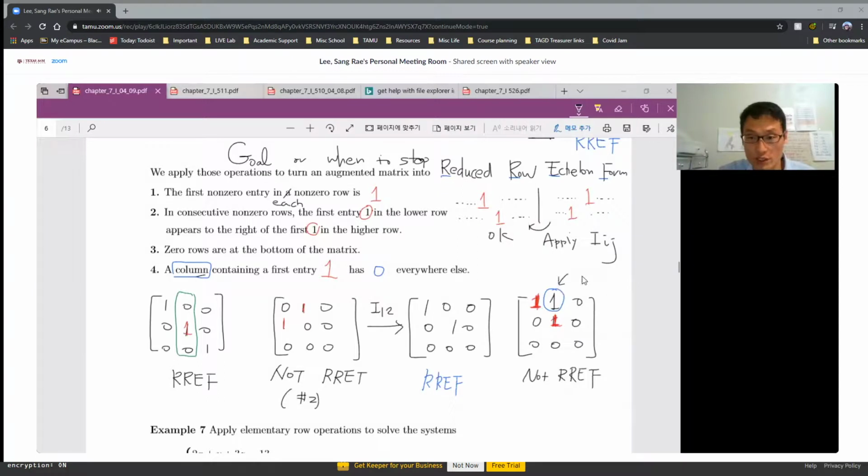So you want to kill this, right? How do you kill this? You apply some operation. Can you tell me the operation? You can take a multiple of the second row and add this to the first row. This has an effect on the first row. Then you will get this RREF.